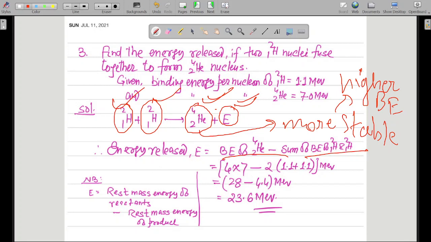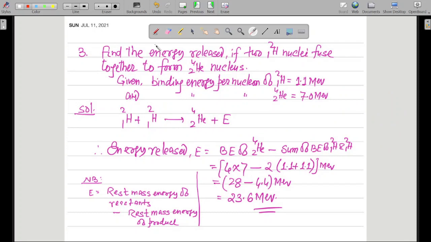But if we consider the rest mass energy, then from reactant we will subtract product. Why? Just the reverse of binding energy. Because as the energy has been released in this process, the rest mass energy of the reactants must be higher than the rest mass energy of the product. Only then energy will be released and it will be an exothermic process, because some of the mass which is lost is released in the form of energy.